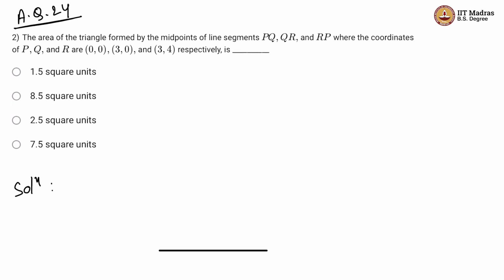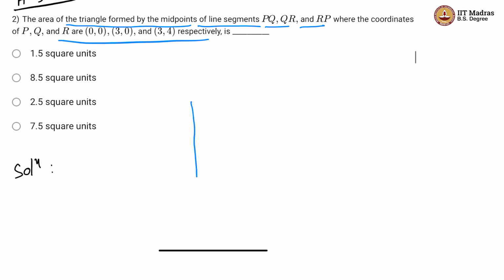Here we have a triangle, and we need the area of the triangle formed by the midpoints of the line segments PQ, QR, RP, where the coordinates are given here. So suppose this is our Cartesian coordinate plane. So we have P as 0, 0. That means this is our P.